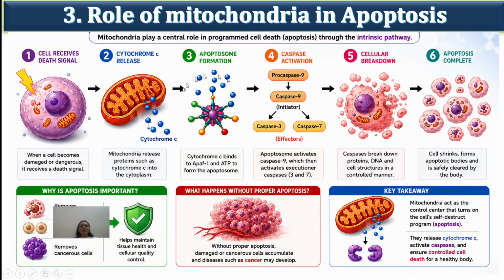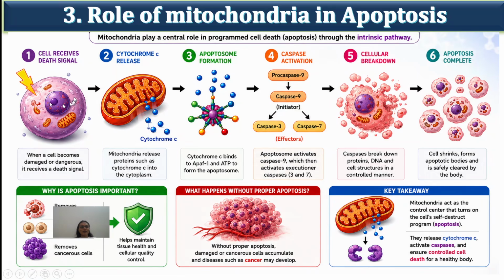It is also involved in the apoptosis process. What is the apoptosis process? Apoptosis means programmed cell death. It occurs via the extrinsic pathway as well as the intrinsic pathway. In the case of the intrinsic pathway, mitochondria play an important role.